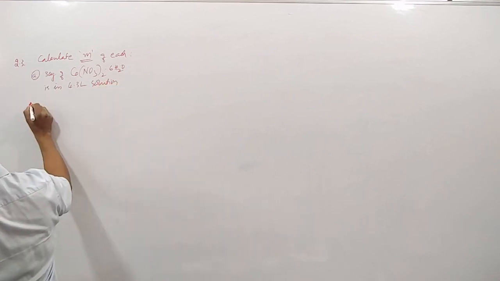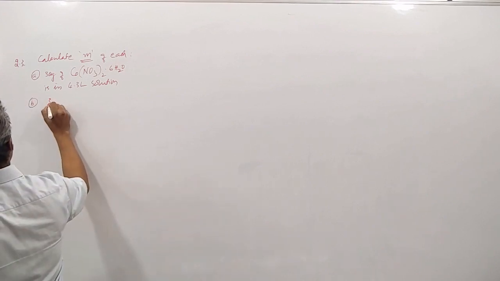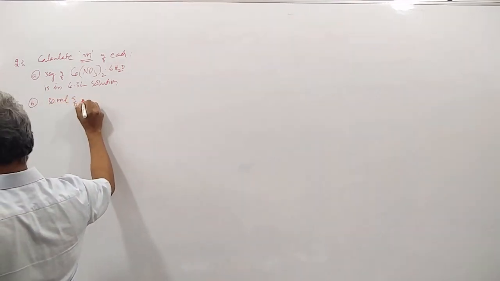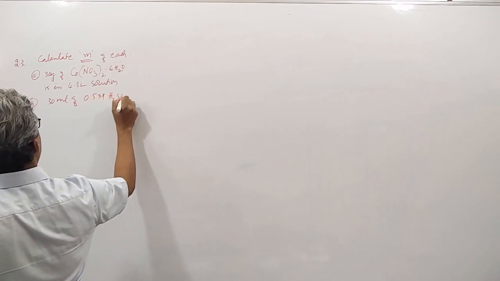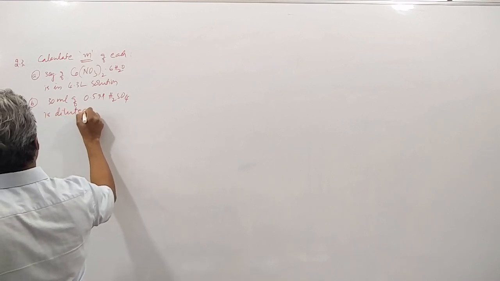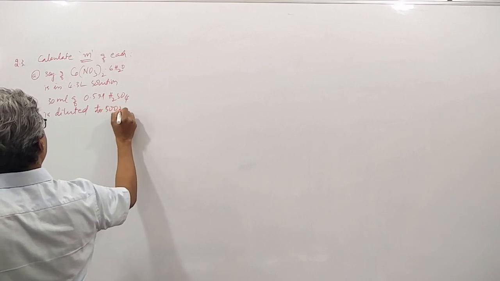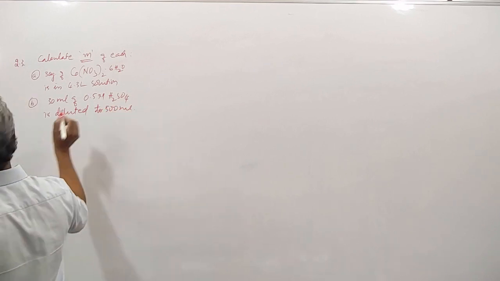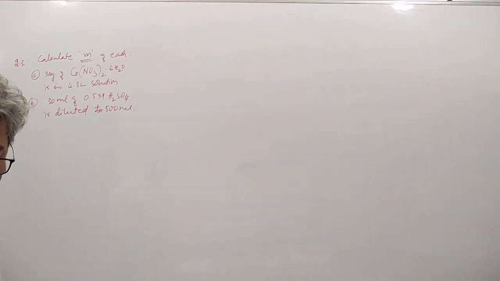Second one is 30 ml of 0.5 M H2SO4 diluted to 500 ml. So in these two cases, you have to find out the molarity. Okay, so let's go for the first one.